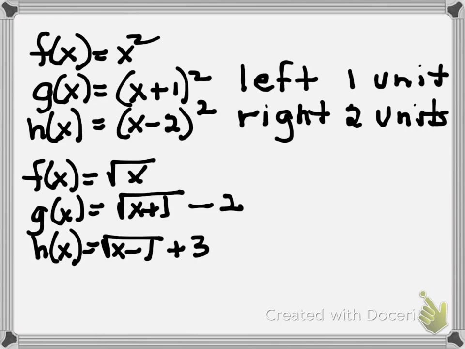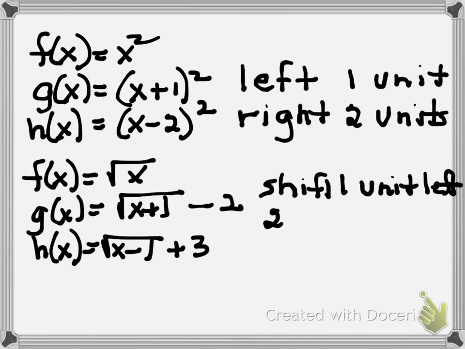In this one, 2 things are happening. Underneath the radical, we see a plus 1. So that's going to shift it 1 unit to the left. And then the minus 2 after the radical is going to shift it down 2. So it's going to be a shift of 1 unit to the left, and it's going to be 2 units down.